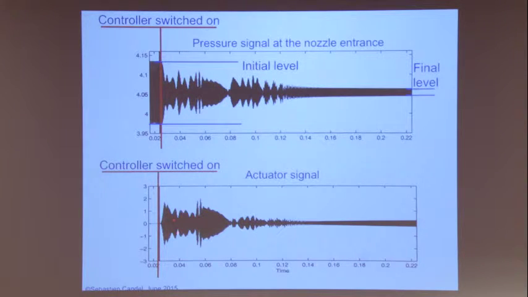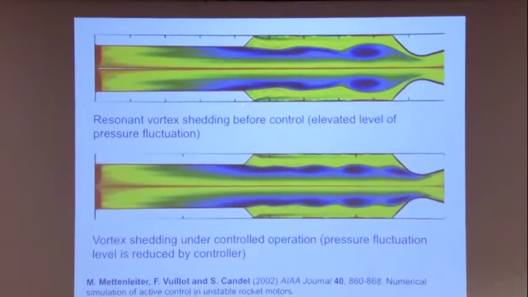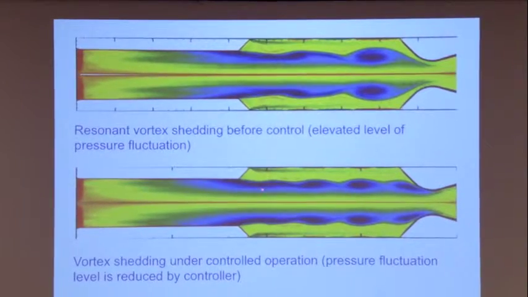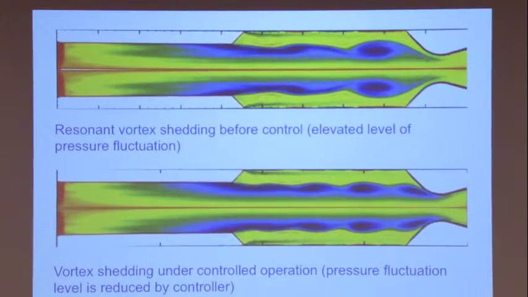Why? This is the signal from the actuator. Once you are here, you see the signal is pretty low, and the level is much lower than what you had at the beginning. And this is what happens in terms of vorticity. This is the vorticity which produces a high level of pressure fluctuation. And then you fabricate something where you still shed vorticity.